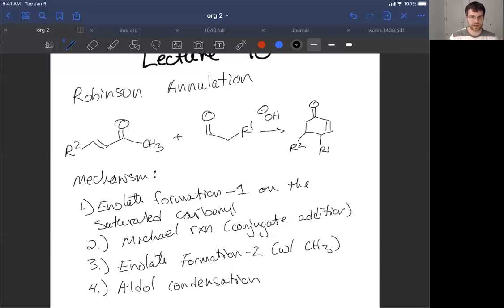So it's really just those two reactions, because it's just a Michael reaction where the nucleophile is an enolate. Okay, anyway, let's get into it.